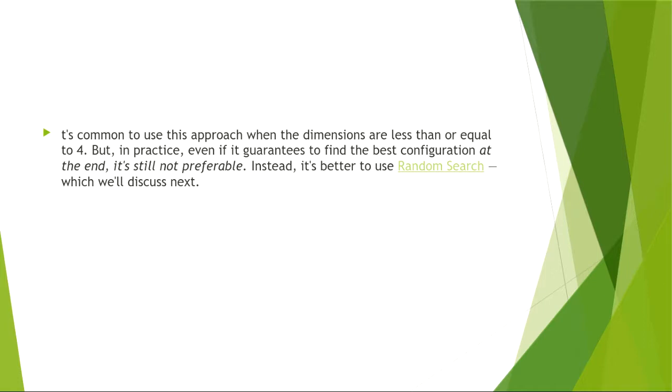Okay, so it is said that when you are having fewer dimensions, up till 4, you can use this grid search, but then again it will not guarantee what kind of best configuration you will find through your grid search, and hence this grid search is not preferred. So if it is not preferred, then what is preferred? The answer to this is the random search.